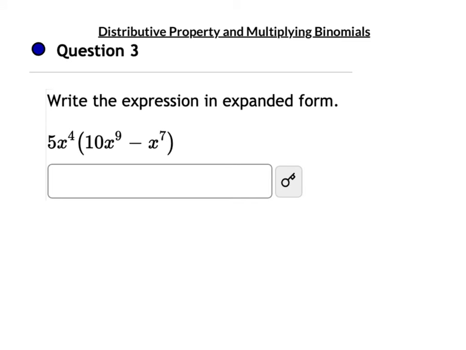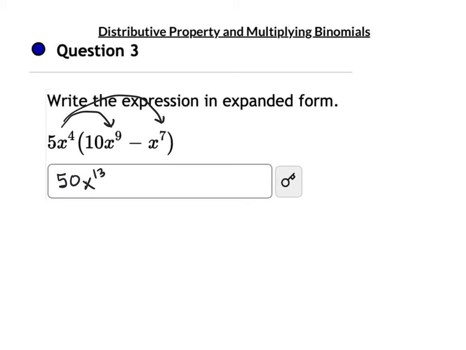Question 3, same kind of thing. I'm going to distribute to both. I'm multiplying, so I'm going to multiply my coefficients and add my powers. 5x to the fourth times 10x to the ninth. 5 times 10 is 50. X to the fourth times x to the ninth is x to the 13th.